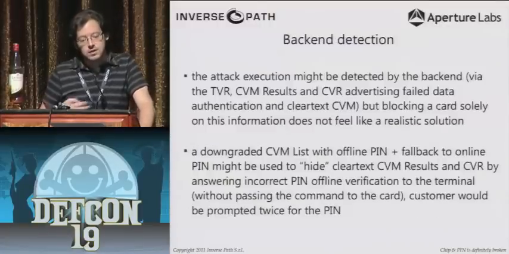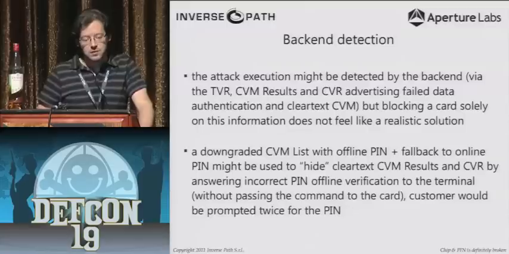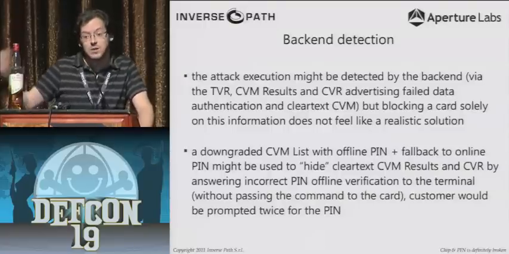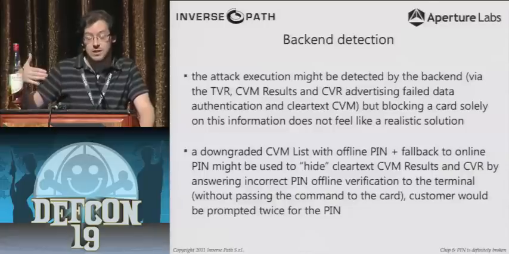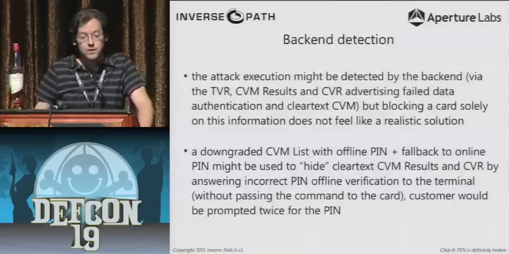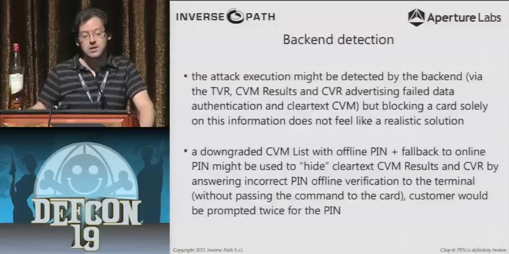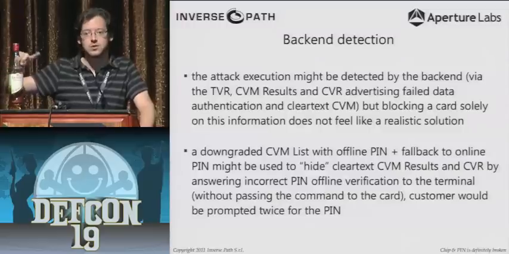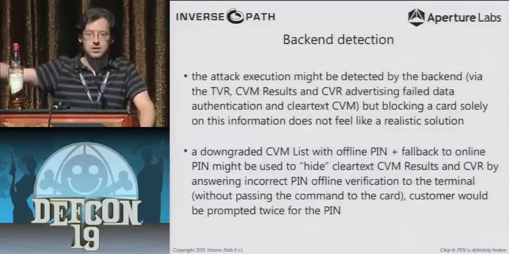Anyway, so the way that you can prevent this kind of detection, which again we don't think can be used to actually prevent this kind of attack, and we get the PIN anyway because all of this backend detection happens after the transaction and we got the PIN already. So one thing that we can do, we can have a downgraded CVM list which says offline PIN and then online PIN, and when we verify the offline PIN, we then send to the card the incorrect PIN, so that then we fall back to the second CVM method.